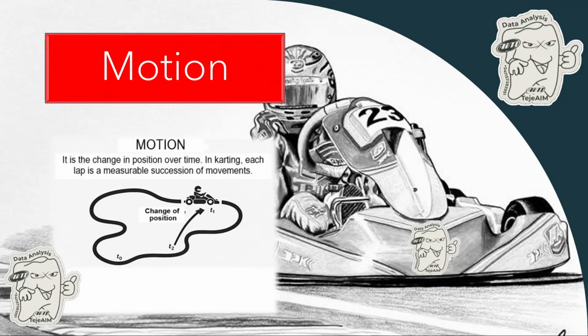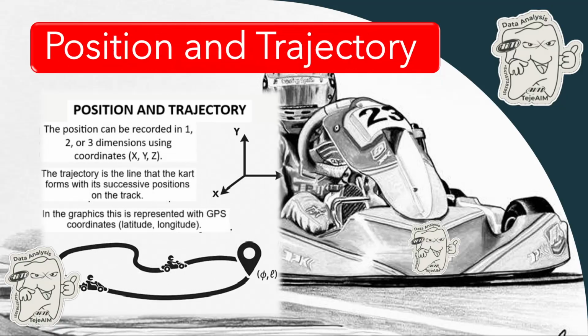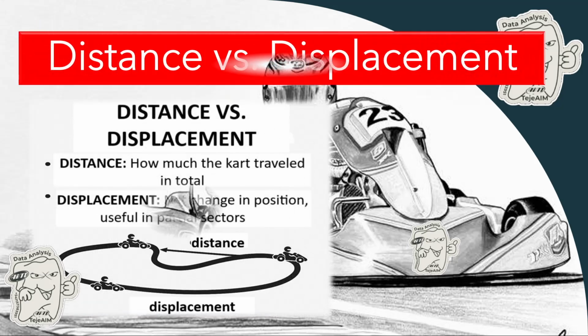Motion is the change in an object's position over time. In karting, each lap is a succession of measurable movements. Position is the specific location of the kart in an instant, which can occur in 1, 2, or 3 dimensions. Trajectory is the continuous path that the kart describes on the track, resulting from the sequence of positions, that is, the line that the kart forms with its successive positions on the track. Distance is the total amount of road traveled by the kart, regardless of direction. Displacement is the net change in position, useful in partial sectors.